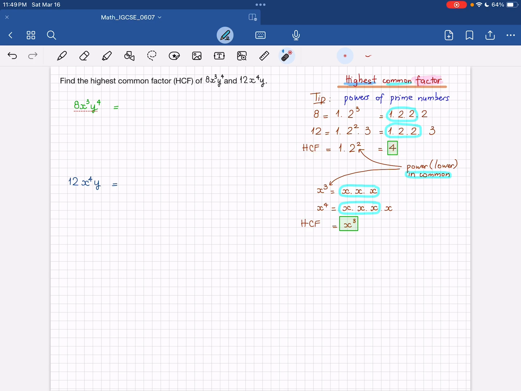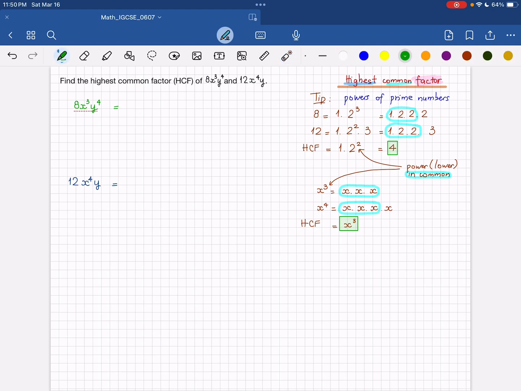And the same for x to the third and x to the fourth: the lower power in common. So that will be 3, right? And then x to the 3 will be the highest common factor. So now let's apply these tips here. Remember, powers of prime numbers, okay? And the power in common is the lower one. So now let's try it.